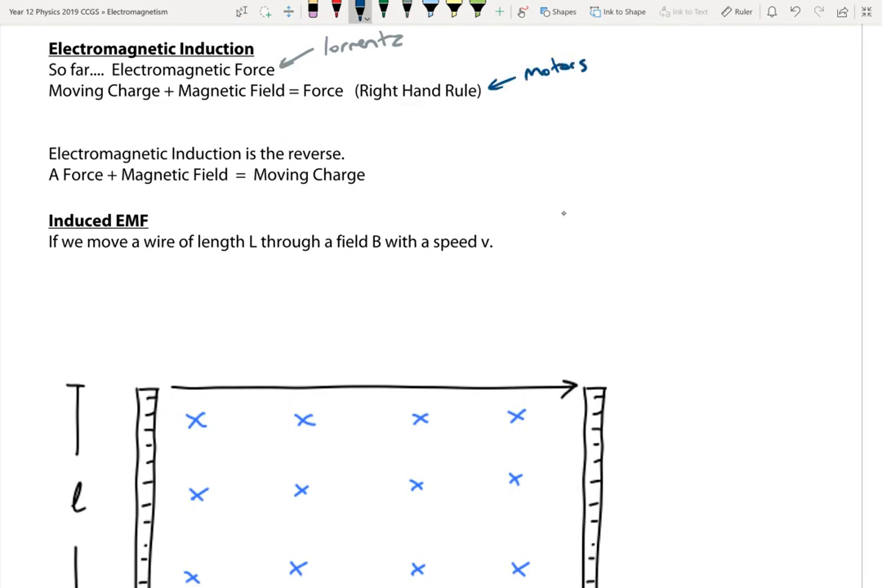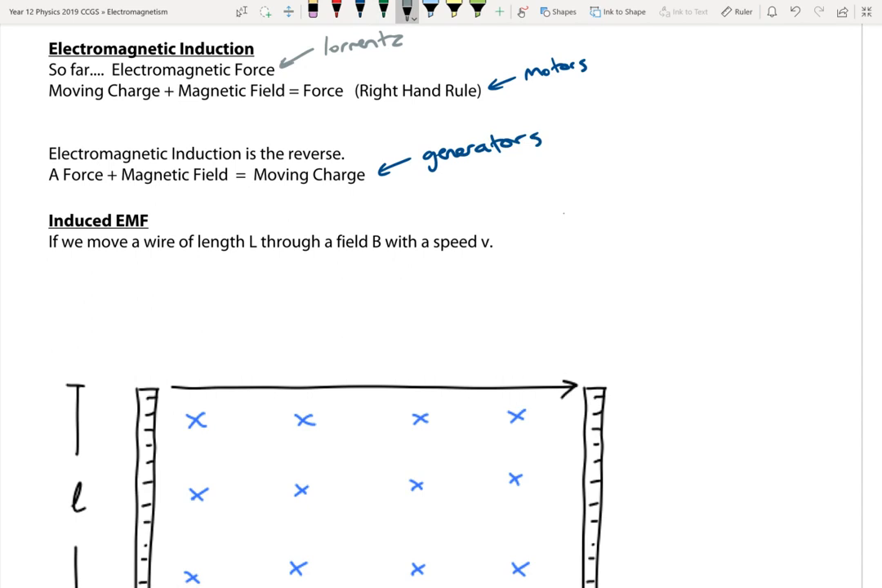But then, if we go backwards, if we input some mechanical energy and get our wire moving through a magnetic field, then we can move charges through the wire. The charges don't want to move, they'll have energy in a field, they will have a voltage. So this is going to be our example for generators.